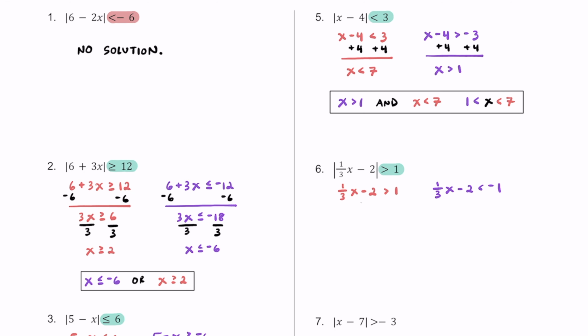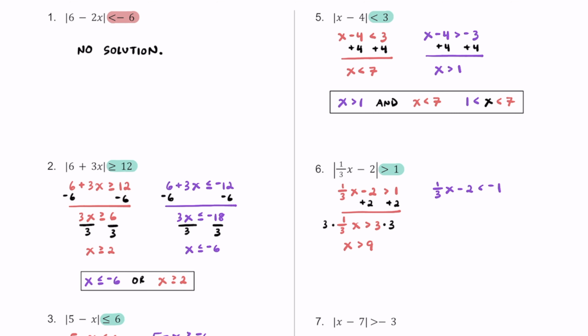On the left side, let's start by adding 2 to both sides. If we do that, those 2s cancel out, and we'll have 1/3 x is greater than +3. And then let's multiply both sides by 3. On the left side, the 3 times 1/3 will cancel out to become just 1x, or x. And on the right side, 3 times 3 is 9. So x is greater than 9 would be what we come up with there.